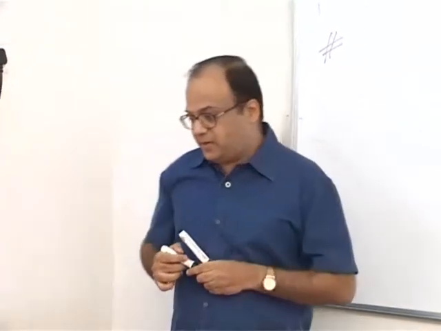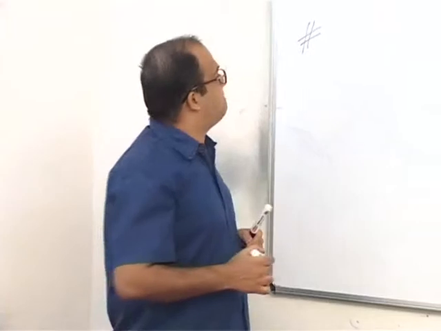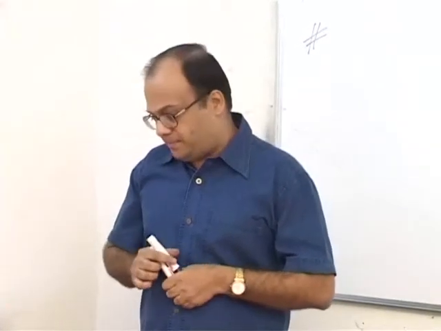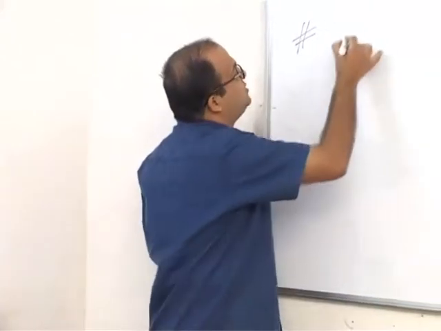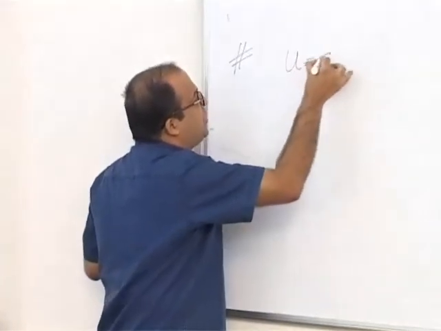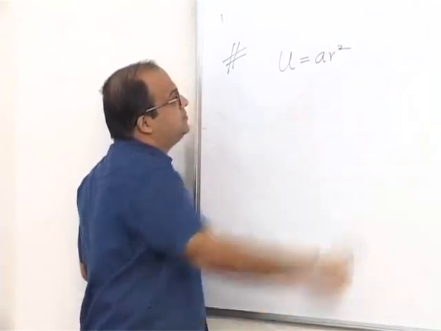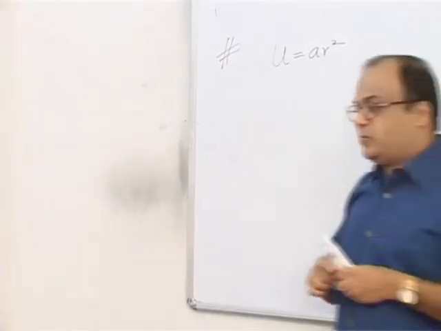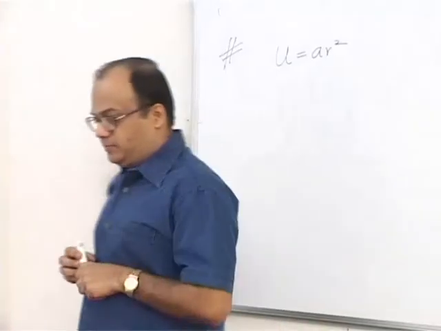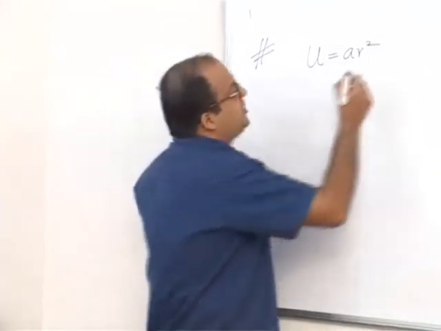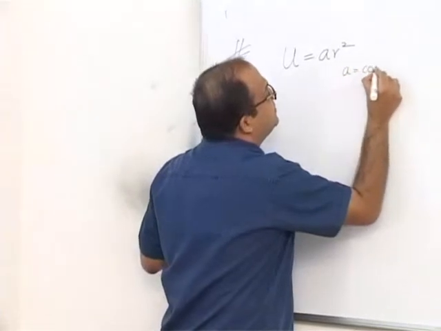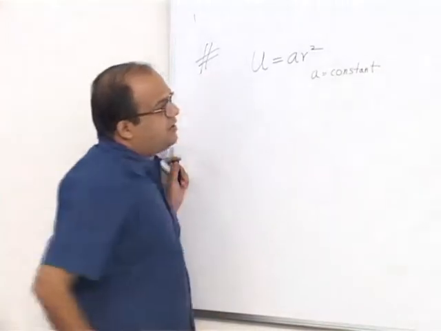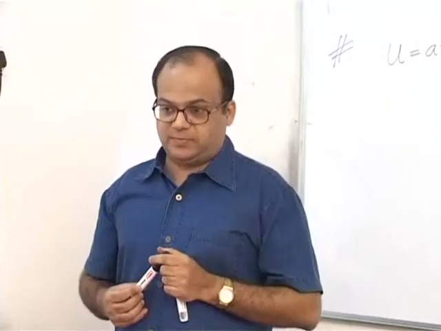Suppose a small particle of mass m is moving in such a way that its potential energy U is equal to AR square. The particle is moving in such a way that the potential energy is equal to AR square, where A is a constant and R is the distance of the particle from the origin.